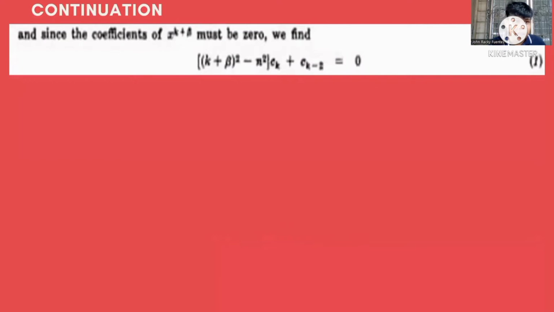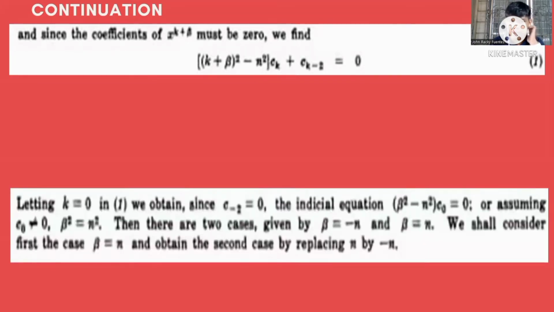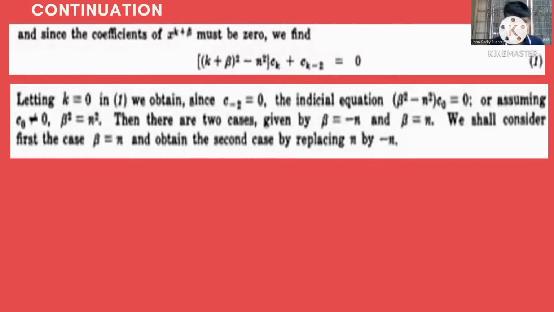Ito yung continuation niya. And since yung coefficient niya is yung kanina, yung halos nire-write lang natin is yung x to the k plus beta. We find, ito yung makukuha natin, is (k plus beta) squared minus n squared, c sub k plus c sub k minus 2 is equals to 0. Letting k is equals to 0 in first, ito nga yung una natin, yung first coefficient na hinahanap natin.